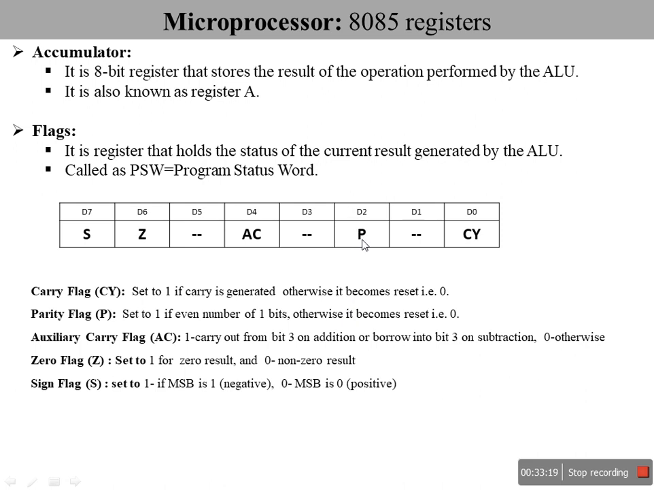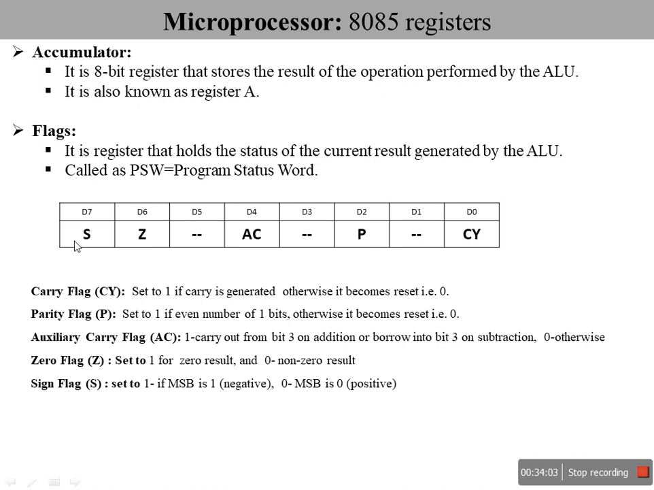Similarly D3, the parity flag, is set to 1 if there is an even number of 1 bits in the result. Once you add two numbers in the ALU, if the result has an even number of ones, it will be set to 1, otherwise it will be 0. If an odd number of ones are there in the result, it will be reset. If an even number of ones are there, it will be set. So at the end of the operation, by checking this flag, we will know that there is an even number of ones in the result.